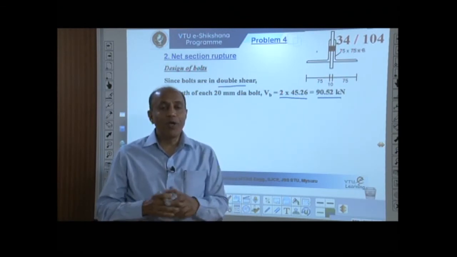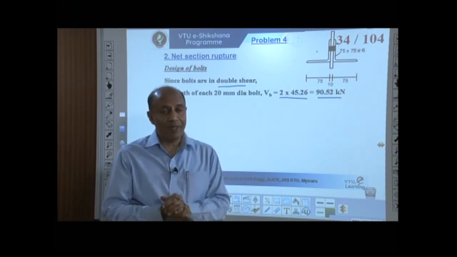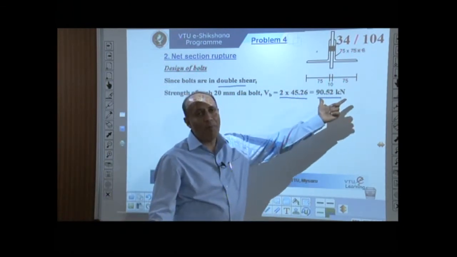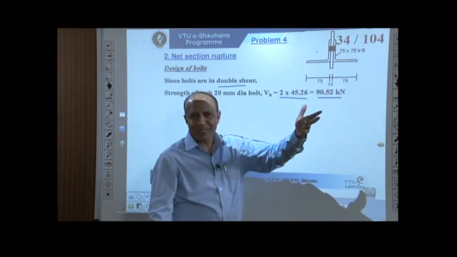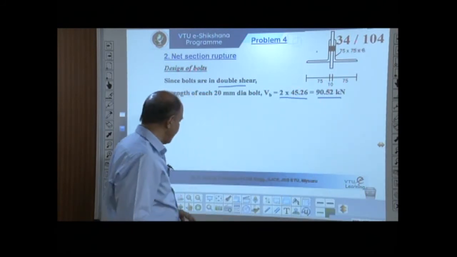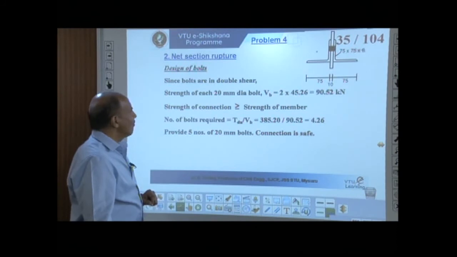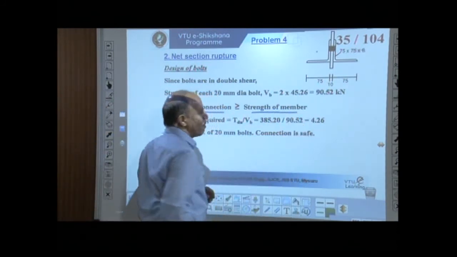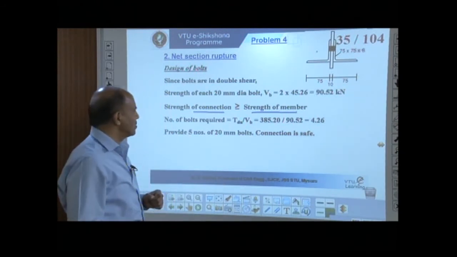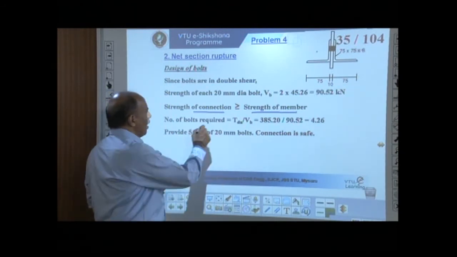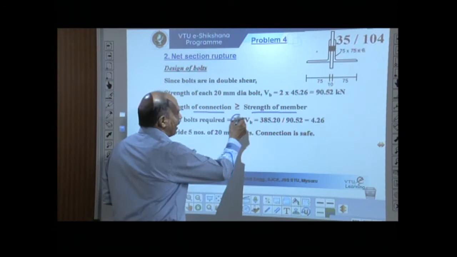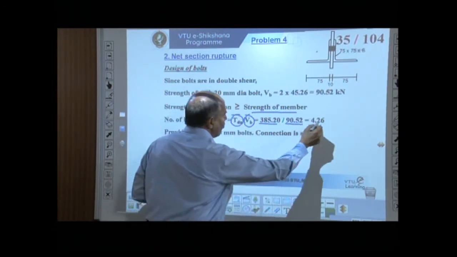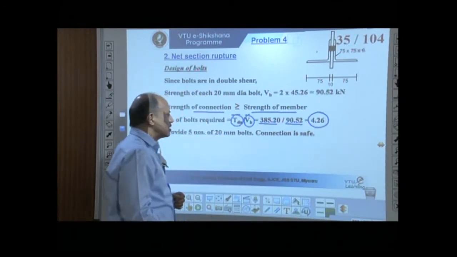Am I clear? So we know what is the design strength of that particular failure, and we know each bolt can resist how much force. So it's a very simple exercise to calculate the number of bolts, correct? The strength of the connection obviously should be more than the strength of the member. So number of bolts required is nothing but the value of strength divided by value of the bolt. That is 90.52, that is 4.26, correct?